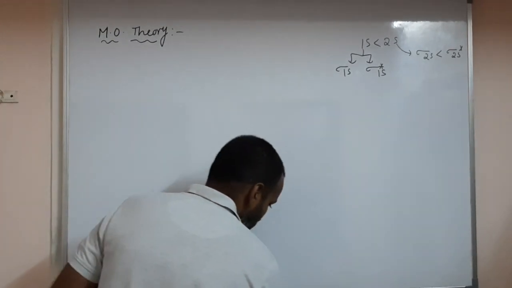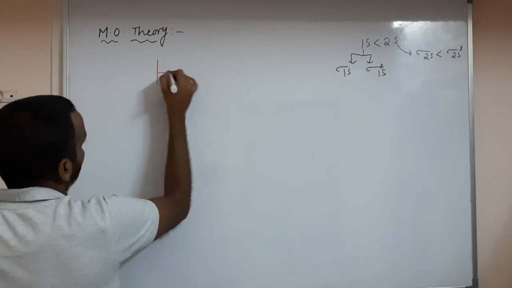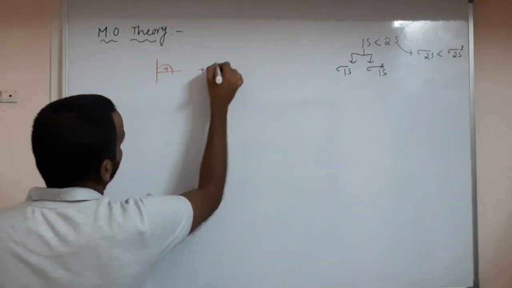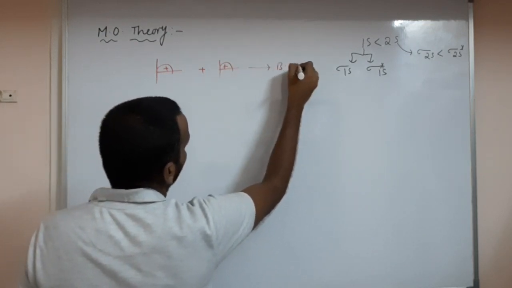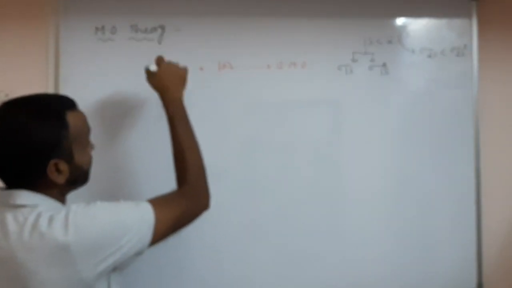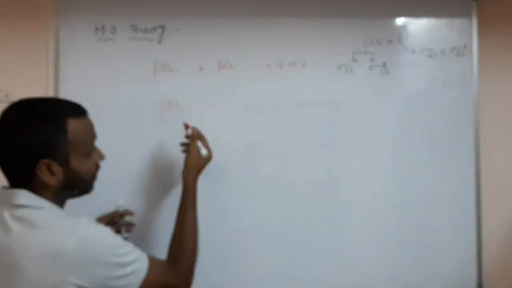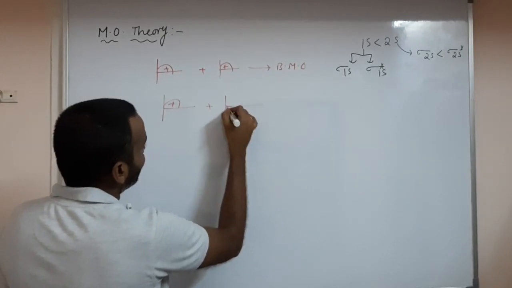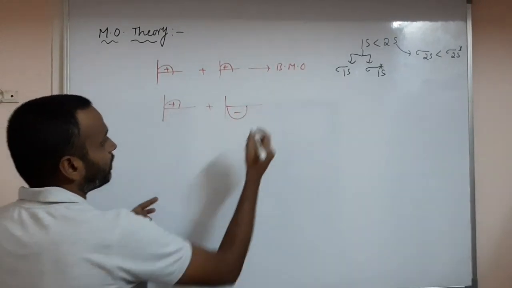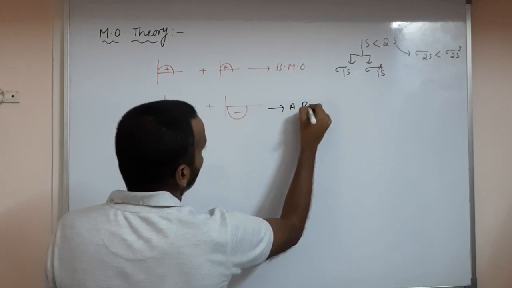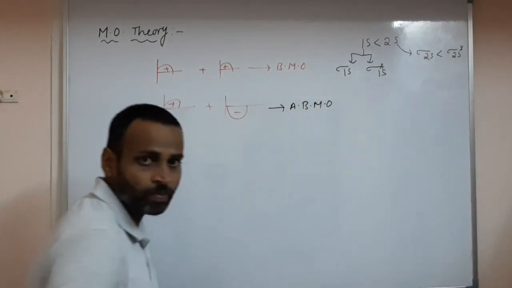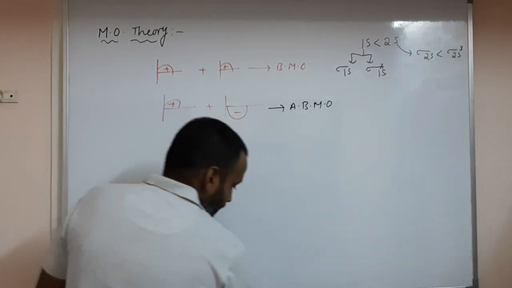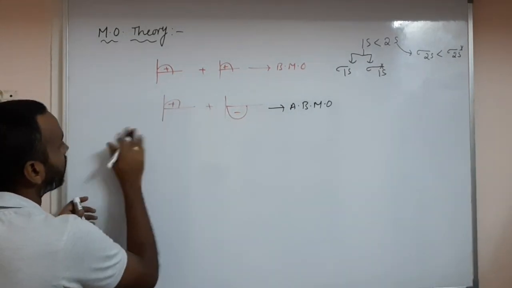As I showed previously, the positive probability of one atom and the positive probability of another atom give bonding molecular orbitals. The positive probability of one atom and the negative probability of the other atom, if combined, give an anti-bonding molecular orbital. Like this you have to write. In the same way, here I will write how p orbitals will form.